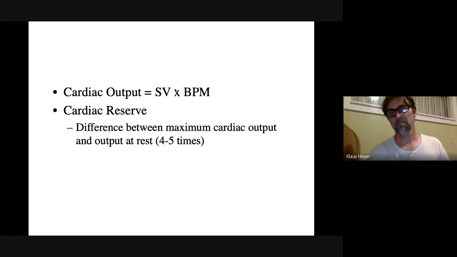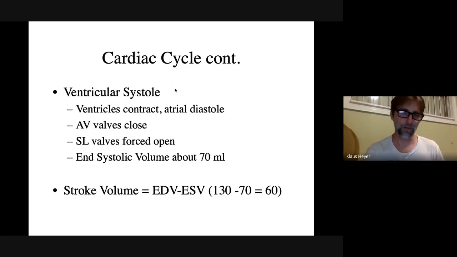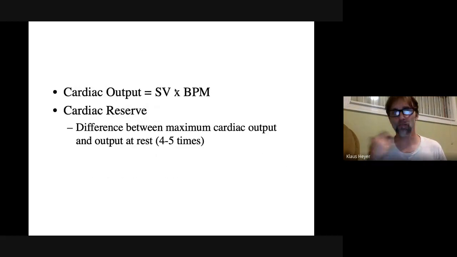Not that I want you to know numbers, but let's say stroke volume 60, and let's say your heart's beating 60 times a minute. So you would just do 60 times 60, and that would give you 3,600. So that would be cardiac output, 3.6 liters. So every minute, your heart's pushing out 3.6 liters. Just know that cardiac output is stroke volume times the beats per minute.